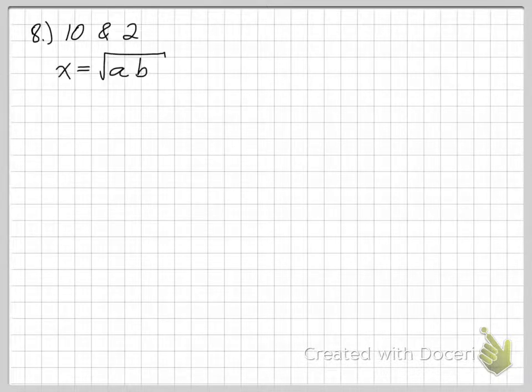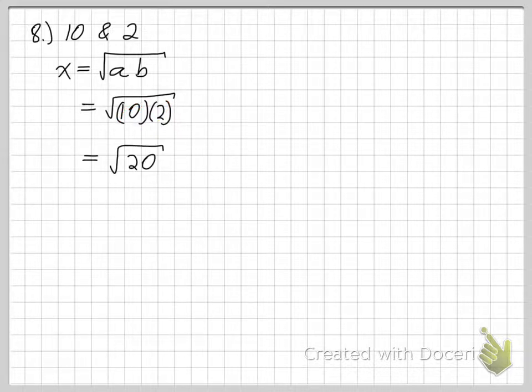So we have that x is equal to the square root of the product of the two numbers, right? That's basically what it's saying. I'm just kind of using the formula this time. But it's the same thing. You multiply the two numbers and then you take the square root. So we have 10 times 2, which is 20. So we have the square root of 20.